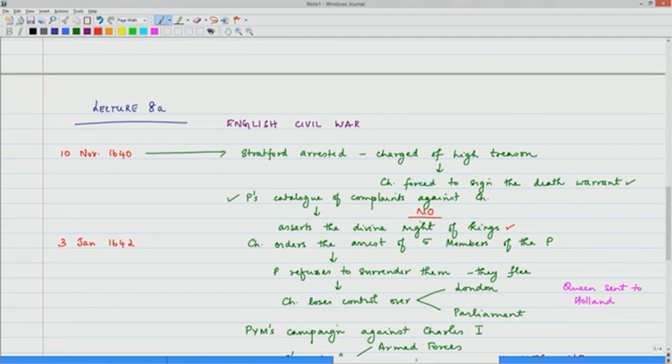And in the meantime, the Parliament also asked him to impeach the Queen, because they also thought that the Queen was holding a lot of evil influence over Charles. But by then Charles decides that he has had enough, and he goes on to take this very drastic step. On 3rd January 1642, we find Charles ordering the arrest of five members of the Parliament, including John Pym.